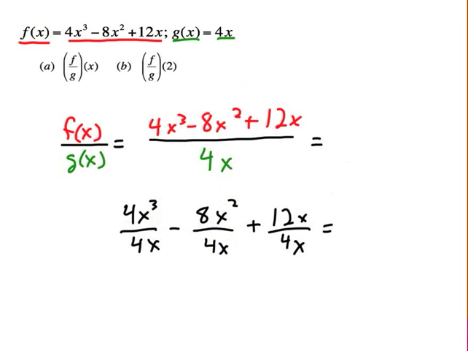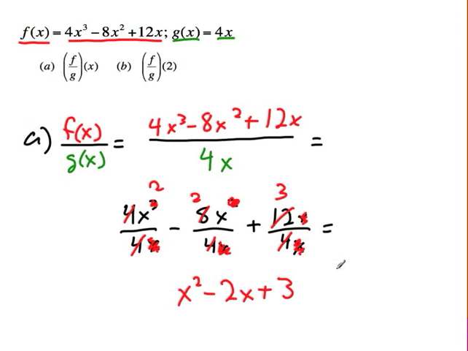So this, one of these x's goes away with one of these x's. This 4 goes away with this 4. 8 divided by 4 is 2. One of these x's goes away with one of these x's. This x goes away with this x. And 12 divided by 4 is 3. So the answer is going to be x squared minus 2x plus 3. And that is A. And it's only A.